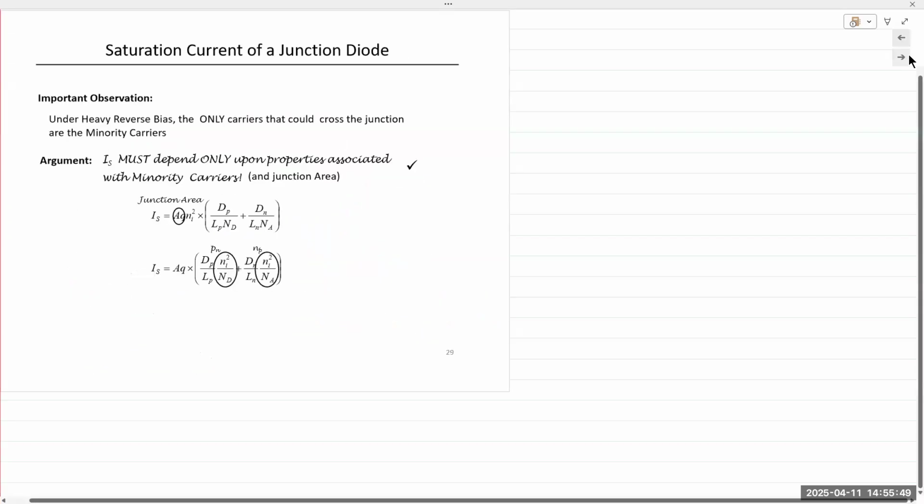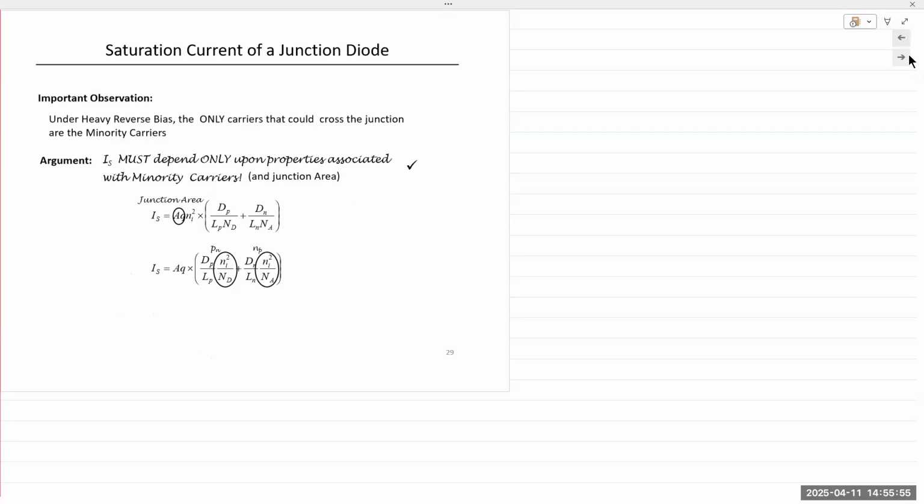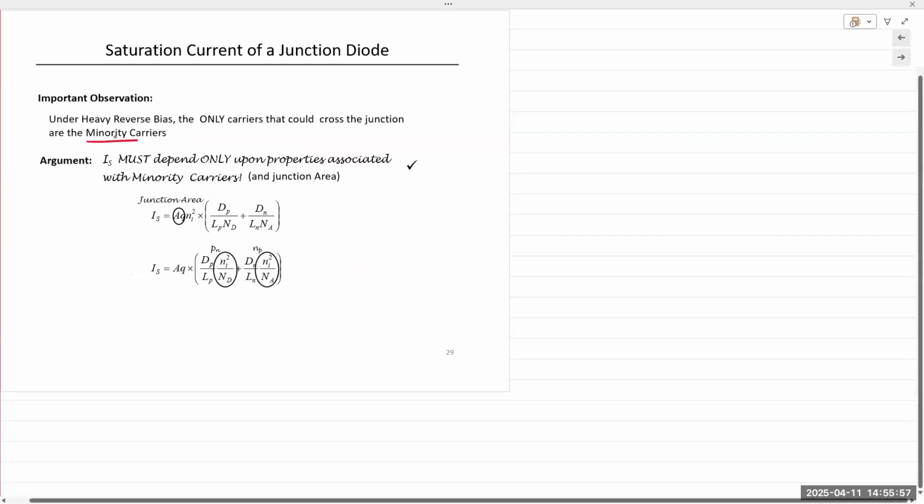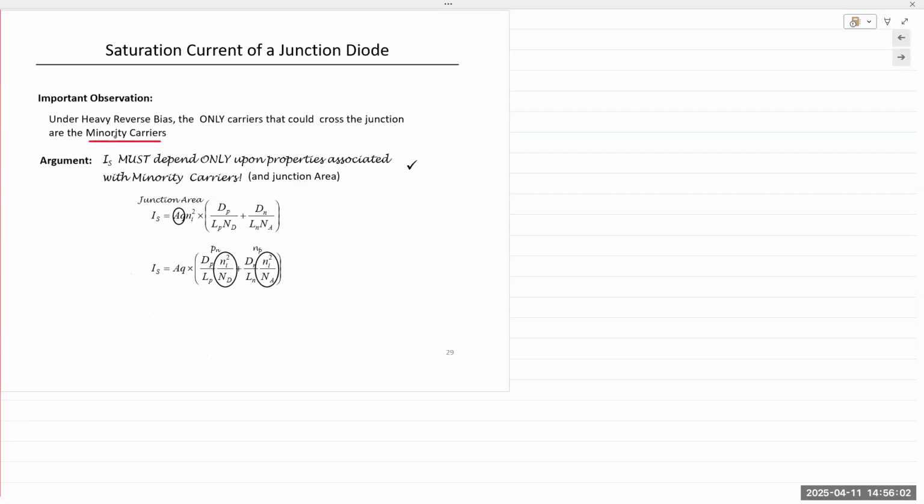Then, the saturation current of a diode is solely due to minority carriers, minority carriers on both sides of the junction. And so it only depends on the properties of the minority carriers and the junction area. There are a couple of equations associated with it, but this is just for informational purposes, not something I'm going to assess students on the exam, the quiz, or the homework.